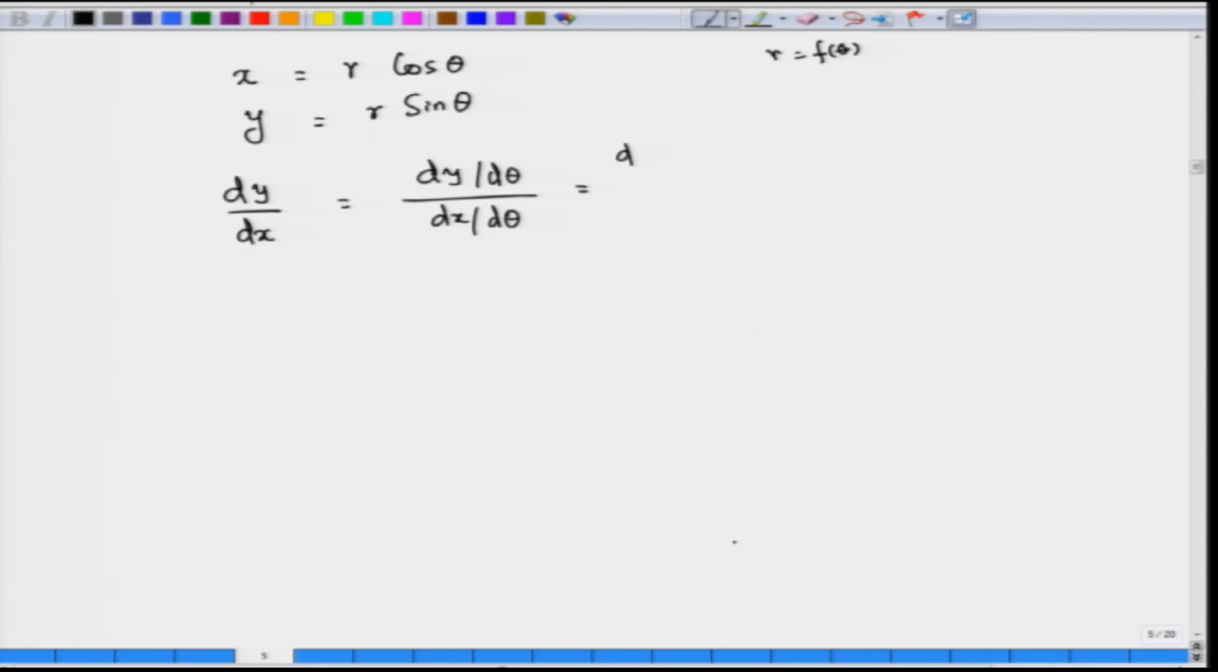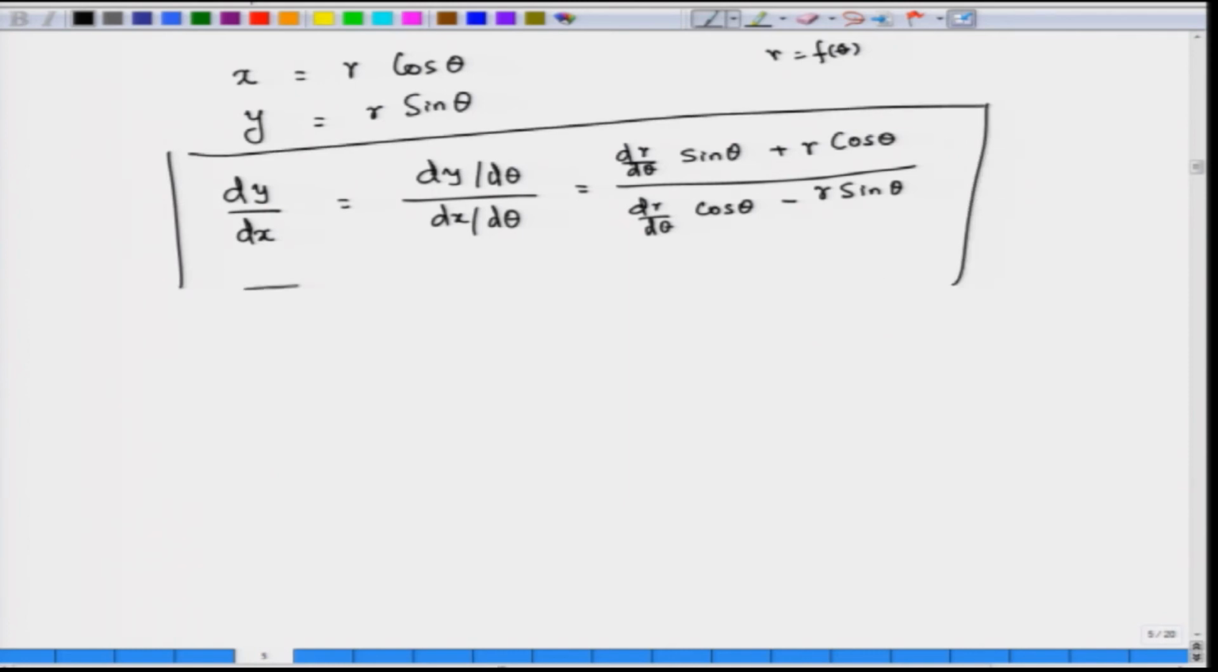Therefore, if I take the differentiation, I apply the product rule. So, this is dr by d theta times sin theta plus r times the derivative of sin theta, cos theta, divided by dr by d theta cos theta. Now, the derivative of cos theta is negative sin theta, so this is minus r sin theta. This is our formula for dy by dx.